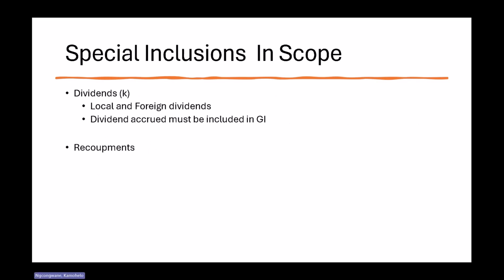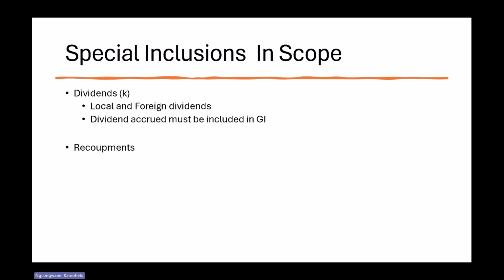Section K deals with dividends. That's your local and foreign dividends. Now, as part of your exemptions in section 10, section 10(1)(k) is your local dividend exemption. Now, we're coming here and we're saying include dividends. Then later on, we say exempt certain dividends.